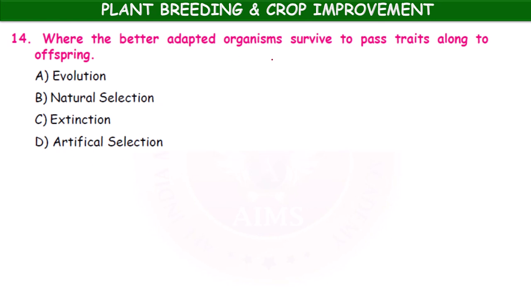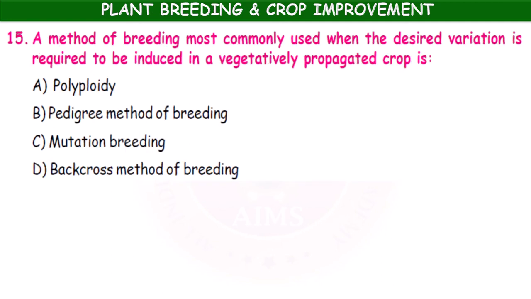Where the better adapted organisms survive to pass traits along to offspring: evolution, natural selection, extinction, artificial selection. It is natural selection, survival of the fittest, the phenomenon of Darwin. Okay, natural selection. The better adapted organisms will survive to pass the traits along to the offspring. Survival of the fittest, natural selection.